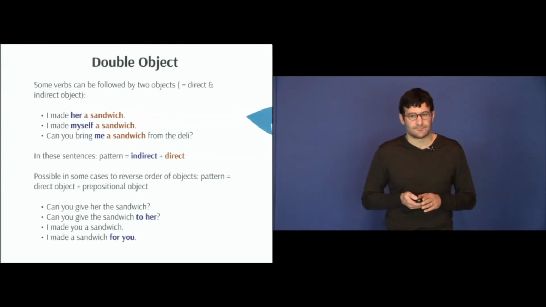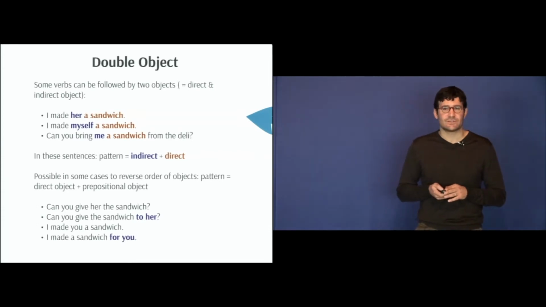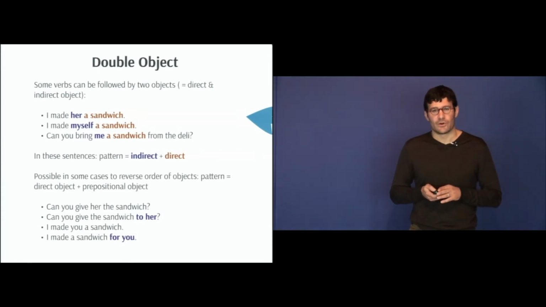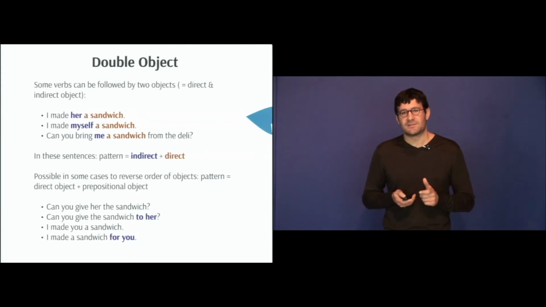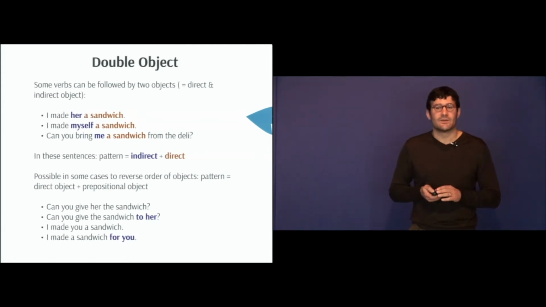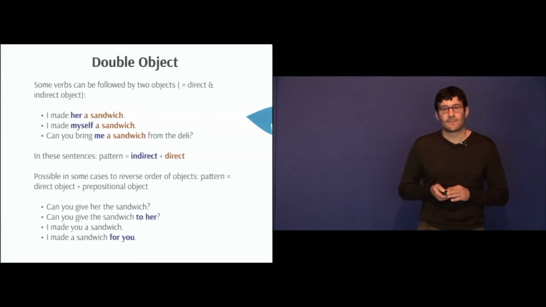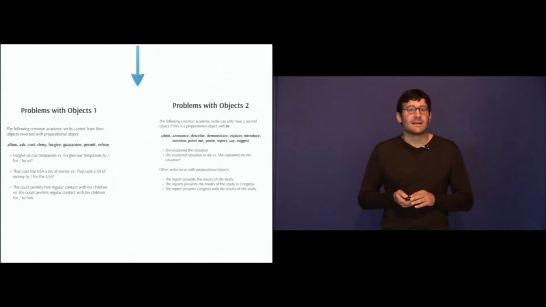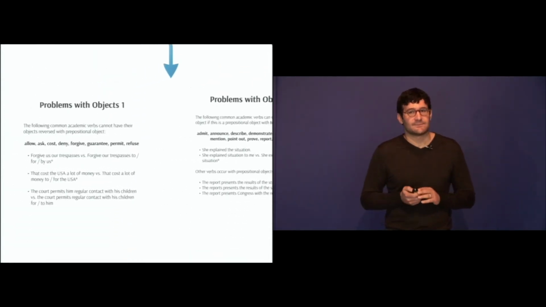That doesn't work. I made you a sandwich. I made a sandwich for you. Once again, we have that prepositional object, for you. You can't say, I made a sandwich you. Now we have some problems with objects.